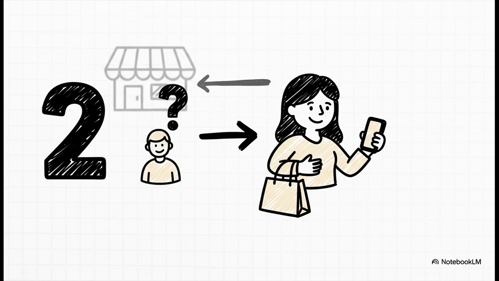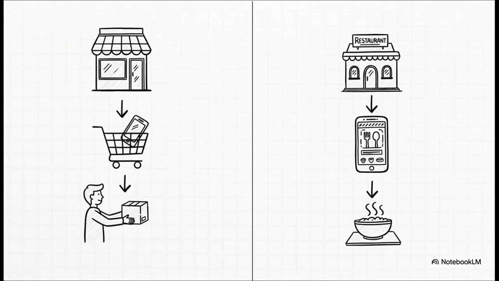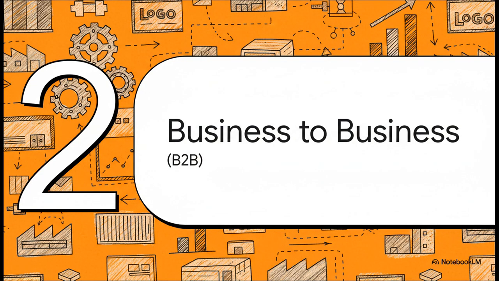See? Simple, right? So here's exactly how that works. You've got a business, let's say Flipkart, and they list a product on their website. Then they sell that product directly to a consumer, which is you. That's a perfect textbook B2C transaction right there. And really, these examples are just all around us. Think about it. When you buy that new phone you've been wanting from Amazon, that's B2C. Or when you get hungry and you order some biryani from Zomato, that's B2C too. In both of those situations, a business is selling something straight to you. Awesome. So now that we've totally nailed B2C, let's move on to the next one.